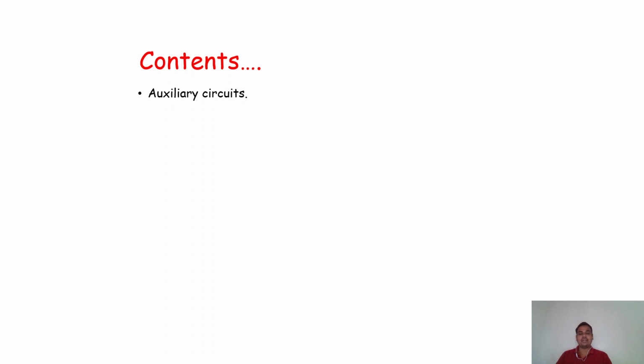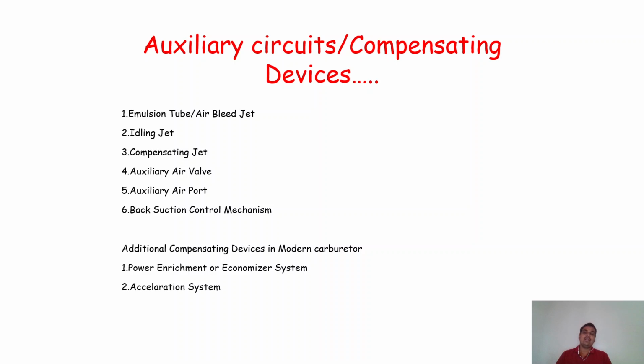Contents, auxiliary circuits. Dear friends, in the last few videos, we already started to discuss the carburetor and the different concepts of the carburetor. We understood that the carburetor is a device which is used to supply the required amount of air and fuel mixture to the engine cylinder. That mixture may be rich, lean, or stoichiometric, that is, chemically correct. As per the need of the engine, the carburetor can supply the required mixture. We also understood the working and constructional details of the simple carburetor.